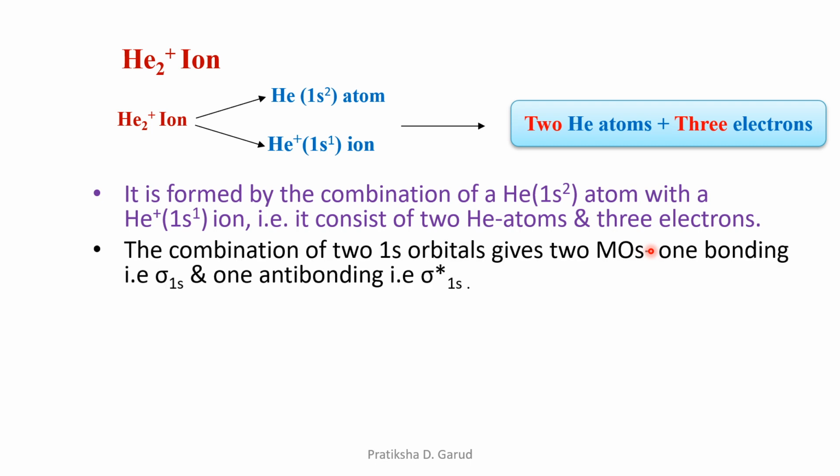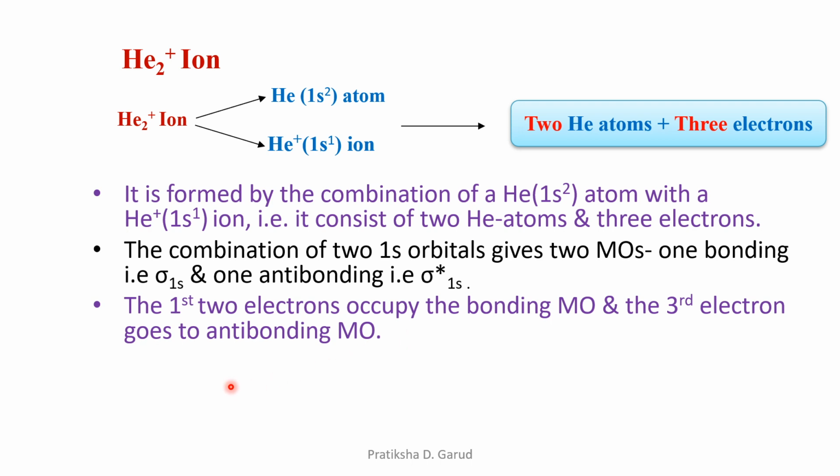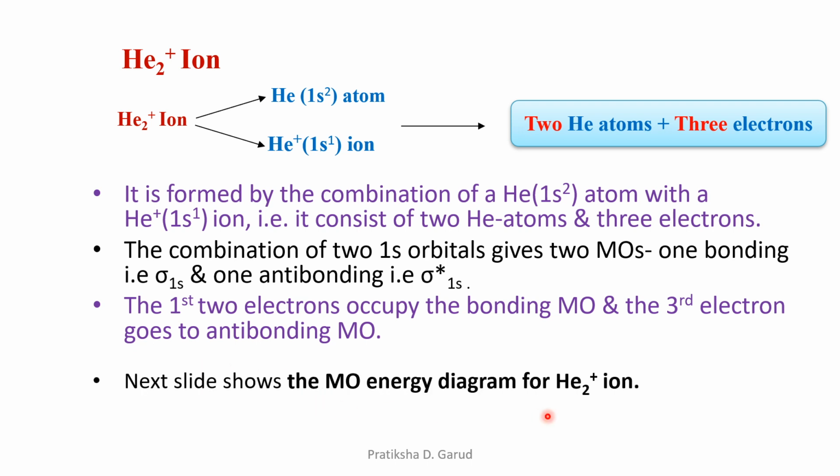Then again, the combination of 2 atomic orbitals, that means the 1s atomic orbitals, gives 2 molecular orbitals. One is the bonding, that is sigma 1s, and the other is anti-bonding, that is sigma asterisk 1s. Now there are 3 electrons. So how will the 3 electrons be filled in the molecular orbitals? The first 2 electrons move into the bonding molecular orbital, and then the third electron goes to the upper, that is the anti-bonding molecular orbital. So let us see the MO energy level diagram for the He2 plus ion.